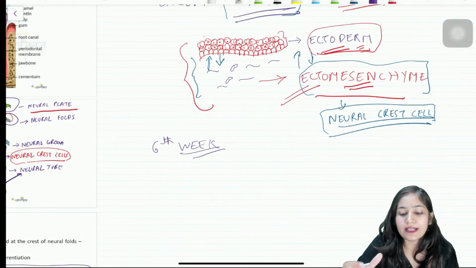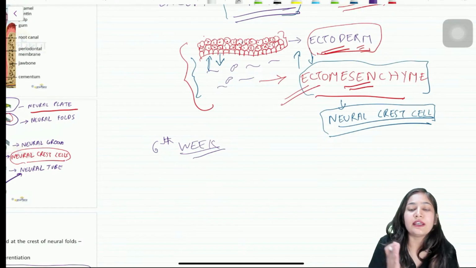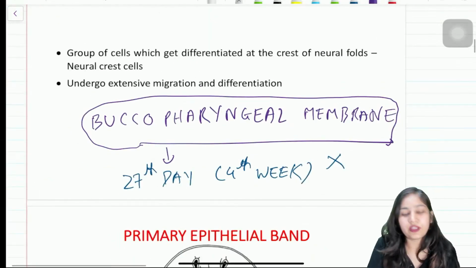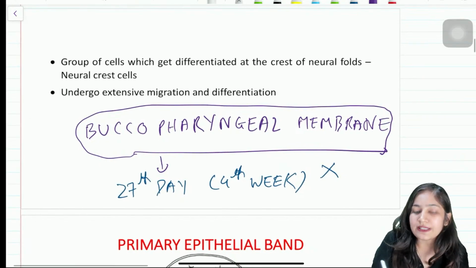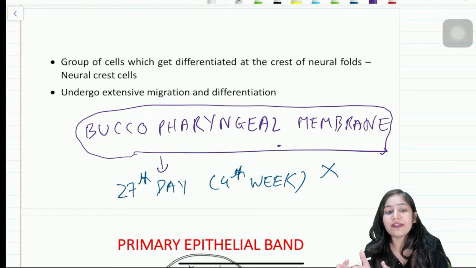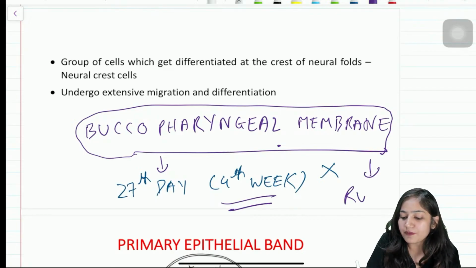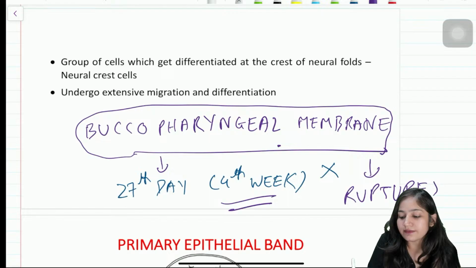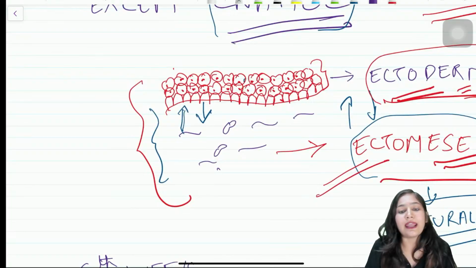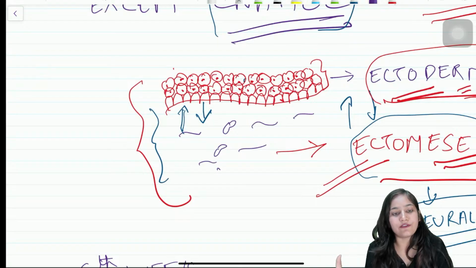Initially, the primitive oral cavity, the ectoderm, is separated from the endoderm of the foregut by a buccopharyngeal membrane. So the endoderm is separated from the ectoderm by the buccopharyngeal membrane. But about the 27th day of gestation, that is the 4th week, this buccopharyngeal membrane ruptures, leading to the connection between ectoderm and ectomesenchyme, which interact and later start tooth development.